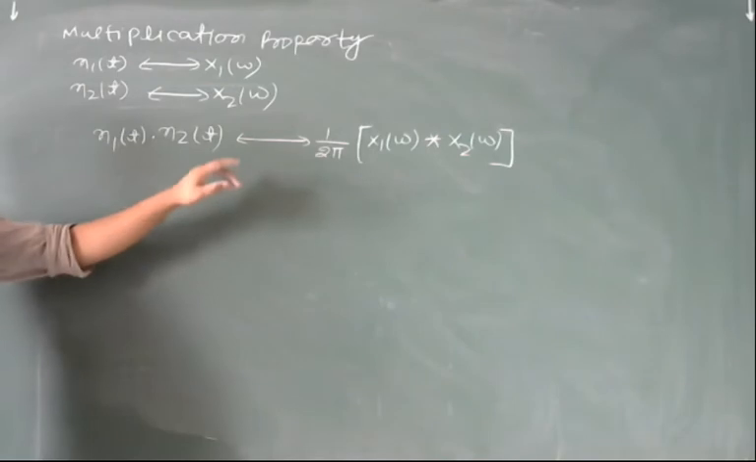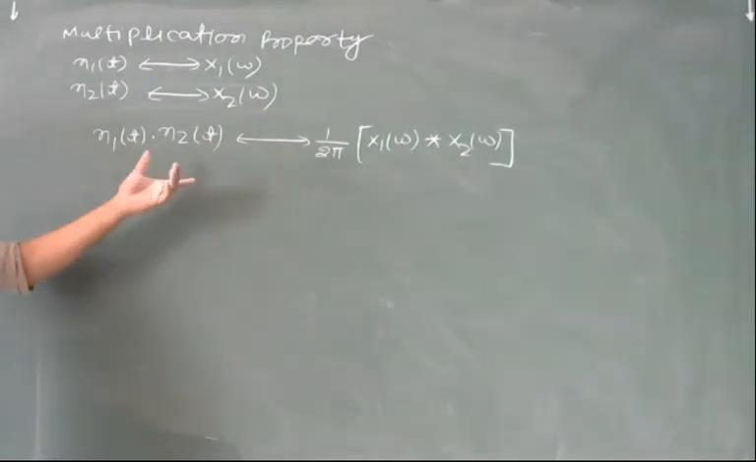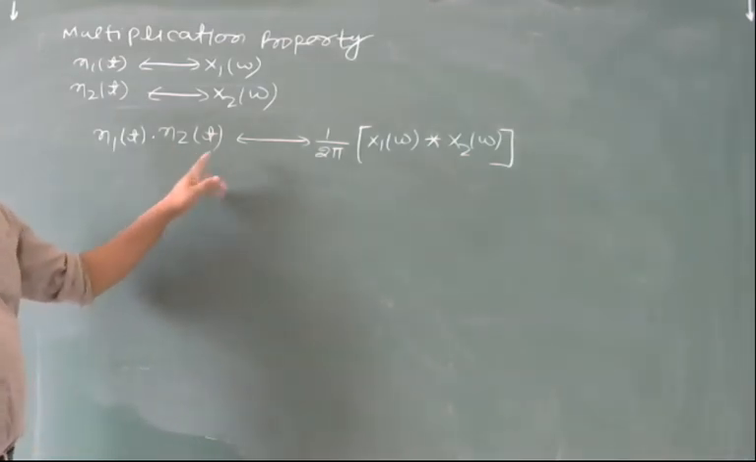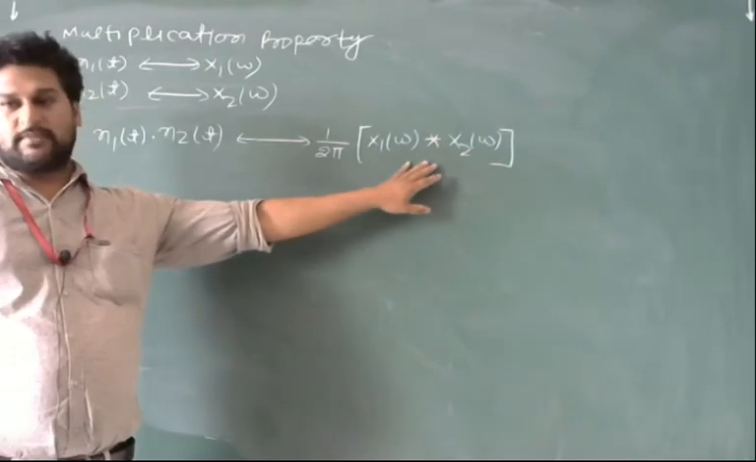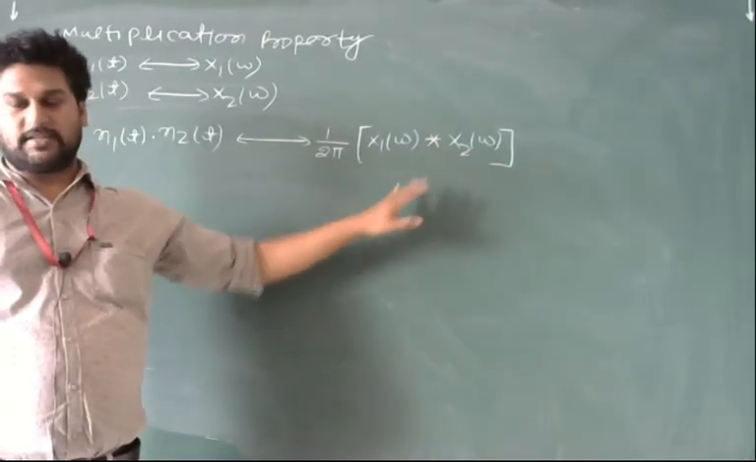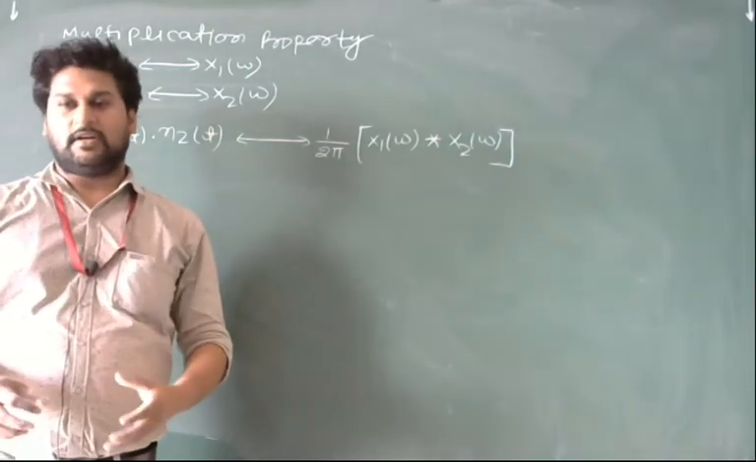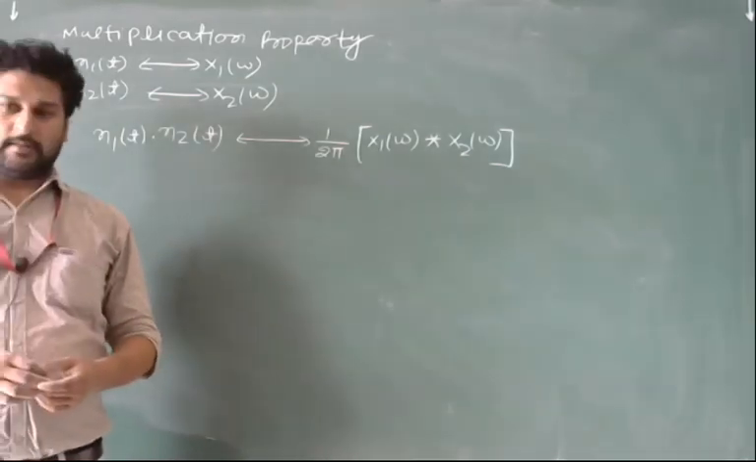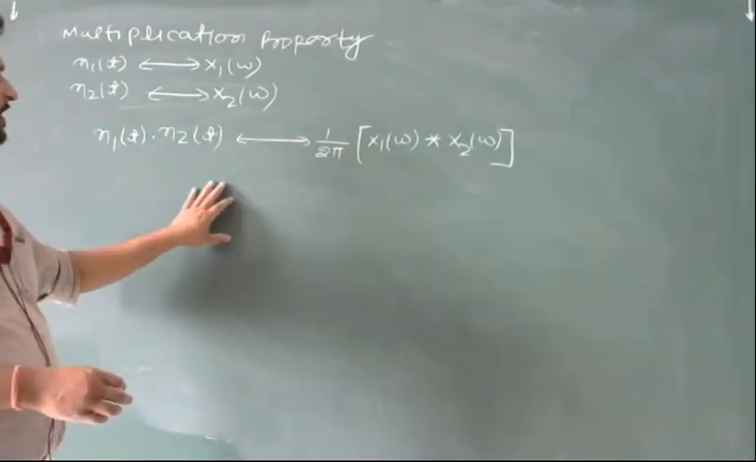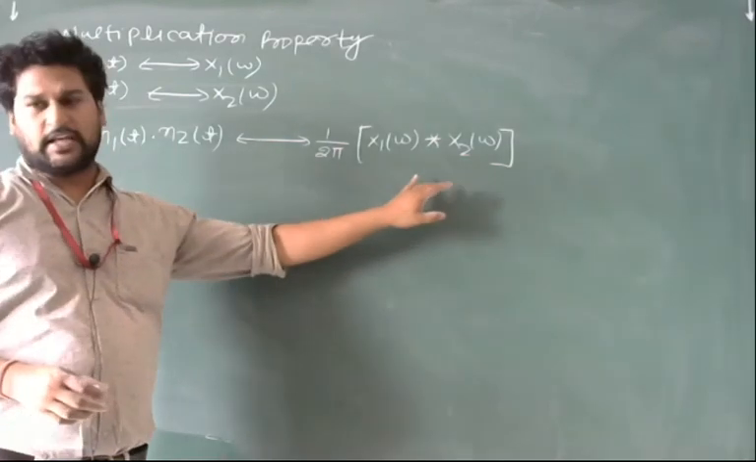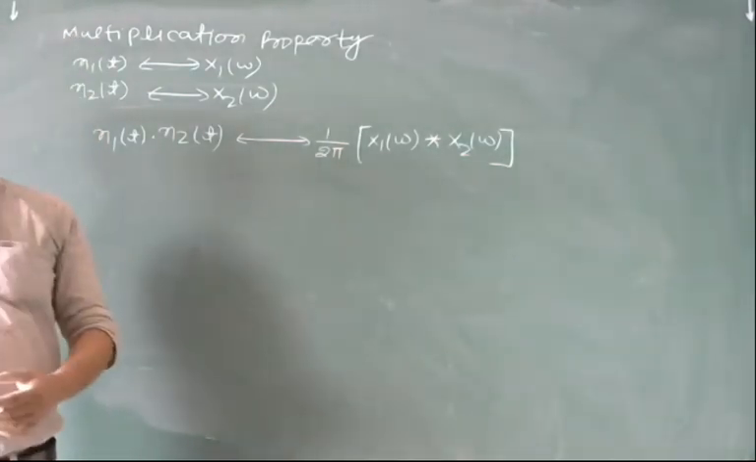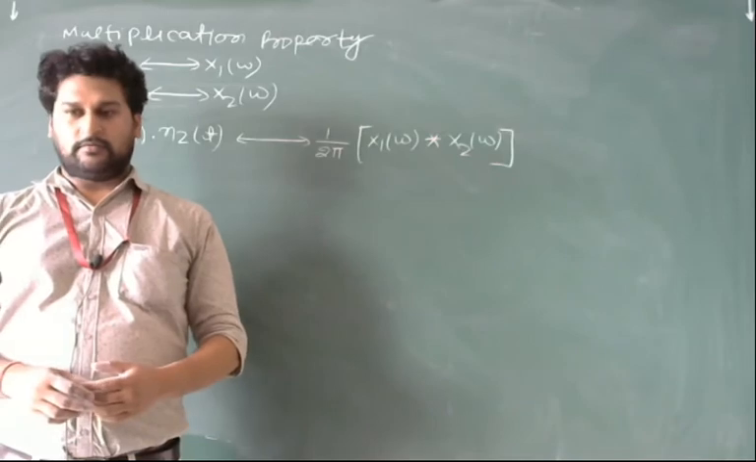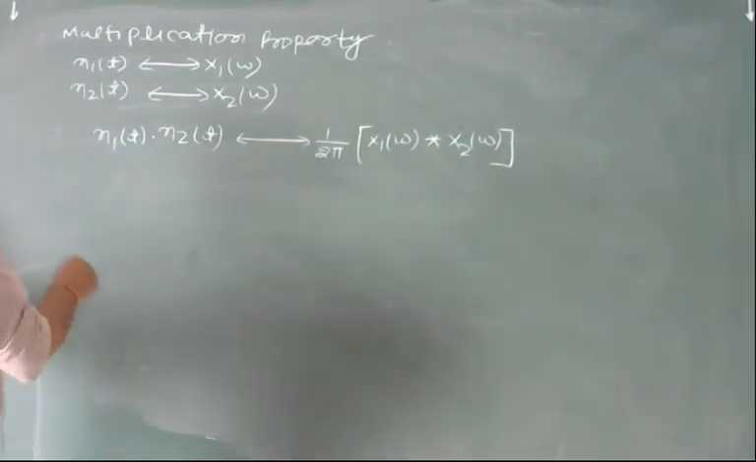This is the reverse of the previous property. If we multiply the signal in the time domain, then convolution of the signal will occur in the frequency domain. Means if we are multiplying the signal in the time domain, then their equivalent Fourier transforms will be convolved, and if we are taking the convolution in the time domain, then their equivalent Fourier transforms will be multiplied in the frequency domain. Now look at the proof of this property.